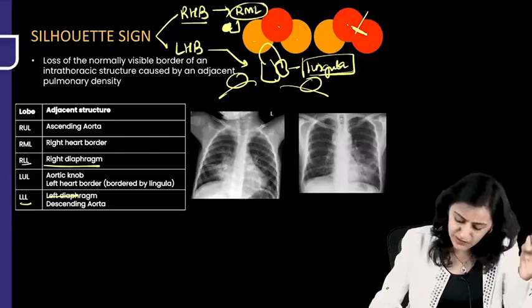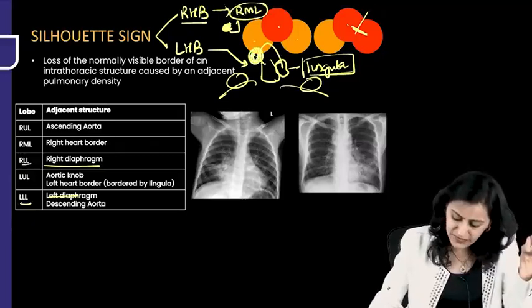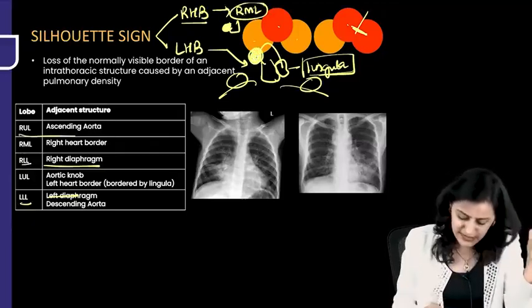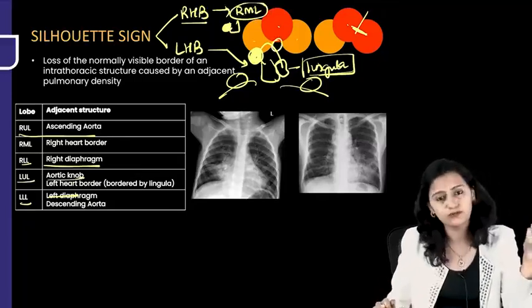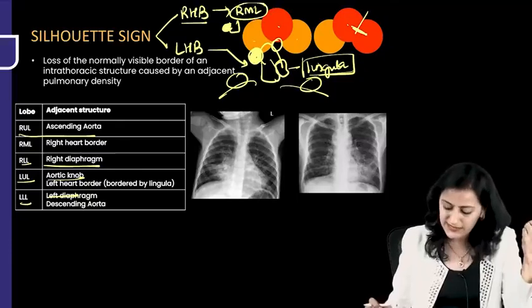If the pathology is obscuring the ascending aorta on the right side, it is the right upper lobe. Aortic arch, this is the left upper lobe. Okay, left upper lobe. So, remember, that's the silhouette sign.